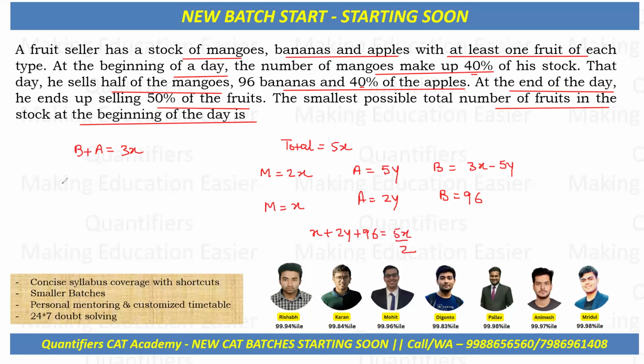Now students, let's simplify it. अगर cross multiply करूं मैं, so we'll get twice of x plus 4y plus 192 is equal to 5x, which will give us 3x is equal to 4y plus 192. अब ध्यान से देखिए, हमसे पूछा गया है स्मॉलेस्ट पॉसिबल टोटल नंबर ऑफ फ्रूट्स. मुझे 5x की वैल्यू को यार मिनिमाइज करना है.